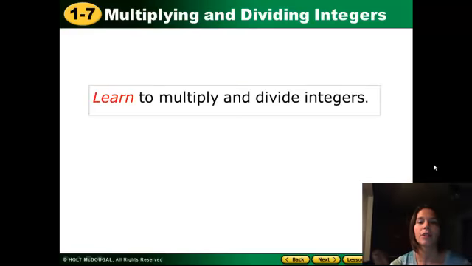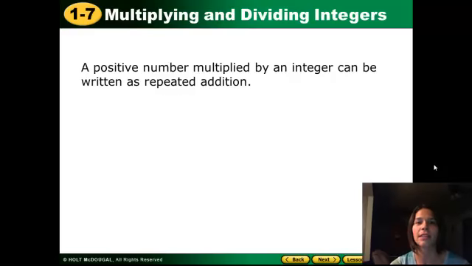1.7, learning to multiply and divide integers. We just finished adding and subtracting. Let's take a look at multiplication and division. A positive number multiplied by an integer can be written as repeated addition. If I did 3 times 4, I could just take 4 and add it together 3 times and get an answer of 12.